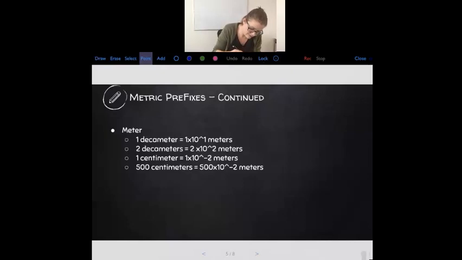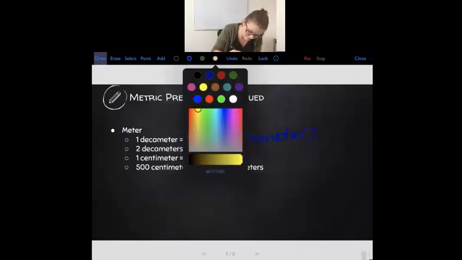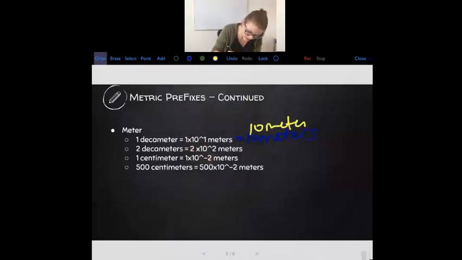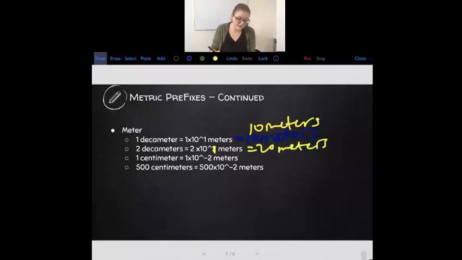So this would be 10 meters. So 1 decameter, oh, I should write in a different color. 1 decameter is 10 meters. 2 decameters would be, this should say 2 times 10 to the 1st. Okay, 2 times 10 to the 1st would be 20 meters. Okay, a centimeter, 1 times 10 to the negative 2nd meters, or 0.01 meters.